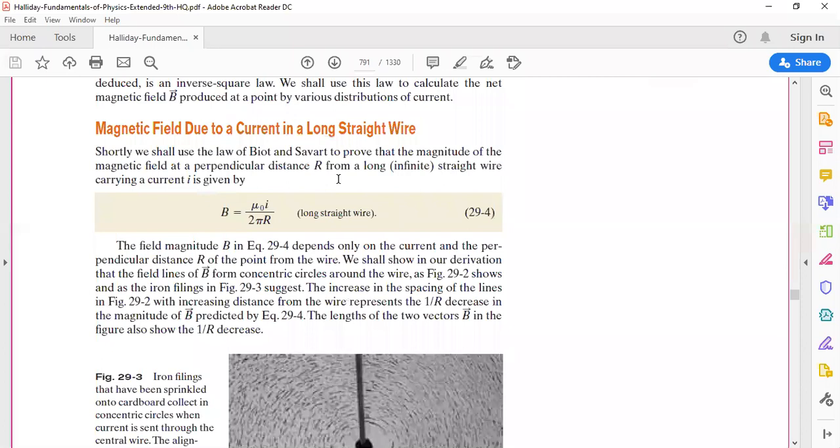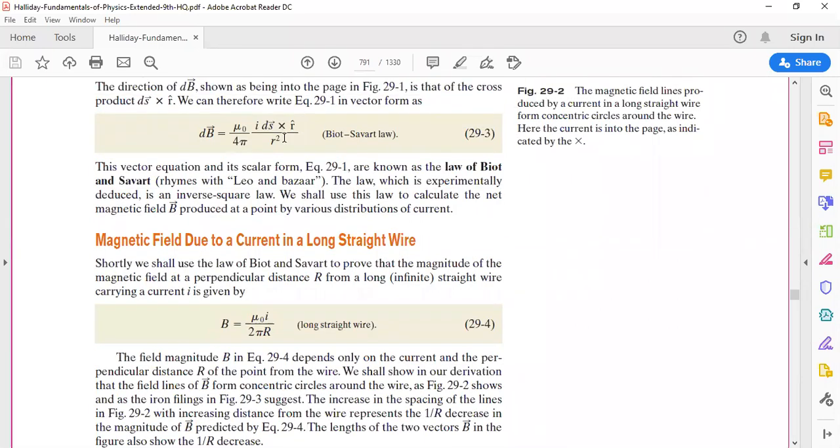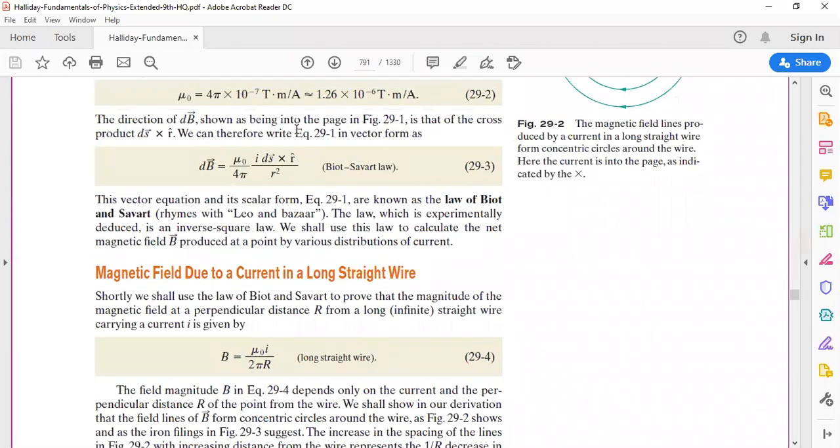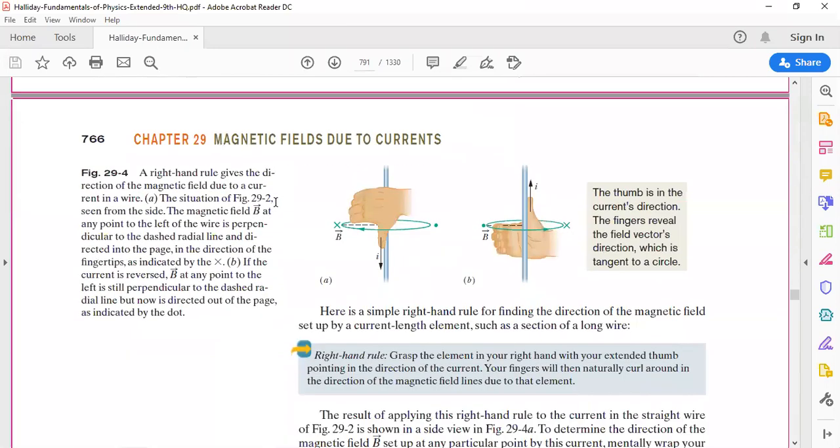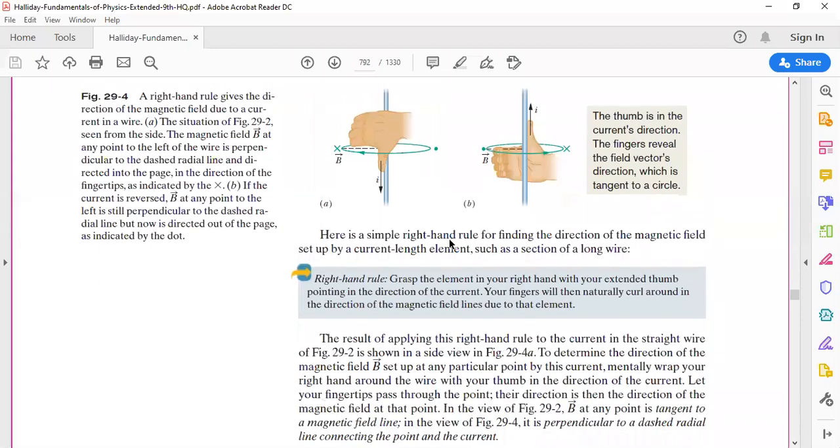So equation number 29.4 is for the straight wire. If you put the ds angle theta as 90 degrees, you will get the equation with 2 pi r. This is the explanation of the right hand rule and how to determine the direction of the magnetic field due to current in the wire. Simply grab the wire in your right hand such that the current is flowing in the direction of your thumb. The curling fingers will show you the direction of the magnetic field.